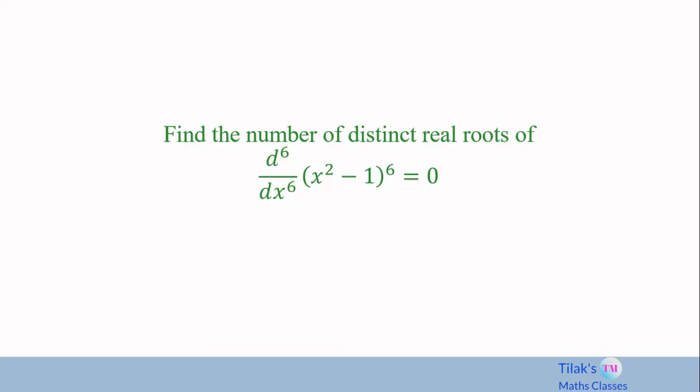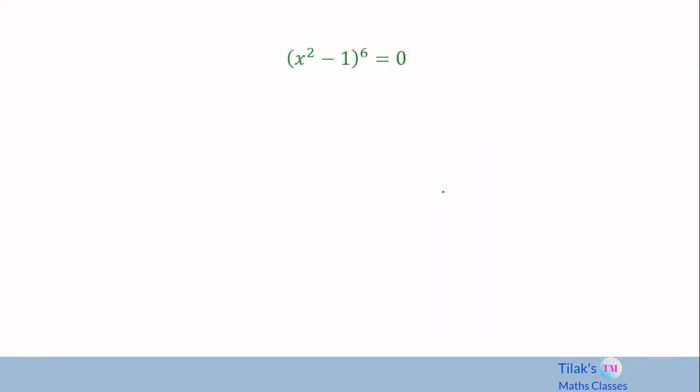Here we have to determine the number of distinct real roots of the sixth derivative of (x² − 1)^6 equated to 0. Now we are not going to solve this problem by differentiating this 6 times and then solving the resulting equation. That is going to be very lengthy. We will solve this using two concepts.